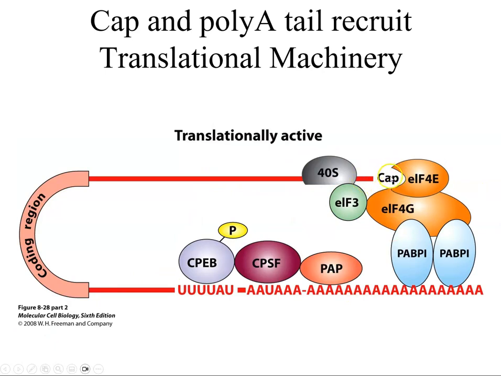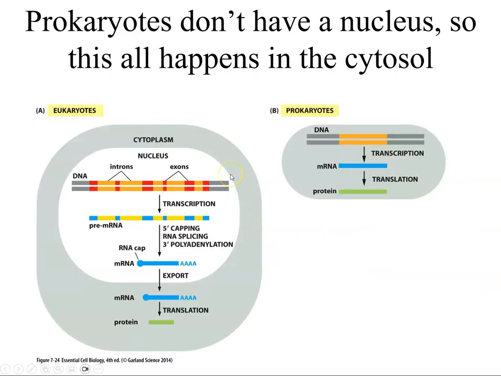The cap and the associated proteins, as well as the poly A tail and associated proteins, actually help to then recruit, once in the cytosol, the translational machinery. So it helps to recruit the ribosome. A big difference between eukaryotes and prokaryotes is that eukaryotes have a nucleus. So all of these events are part of that processing, and they're required before translation.